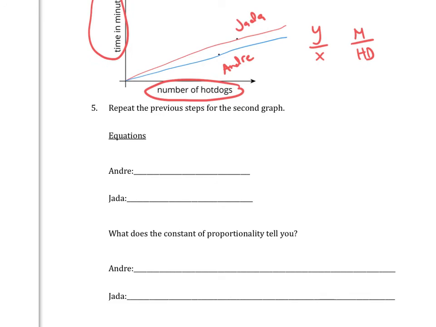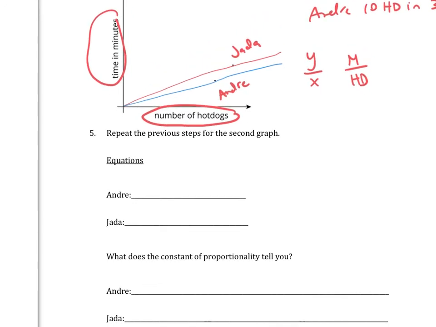So again, we're doing y over x, which is minutes over hot dogs. To figure out the equations, the first thing I need to do is figure out my constant of proportionality. For Andre, it took him 3 minutes for 10 hot dogs, which simplifies to 0.3. For Jada, it took 5 minutes for 12 hot dogs, which is not a very pretty decimal, so we're just going to leave that as 5/12.